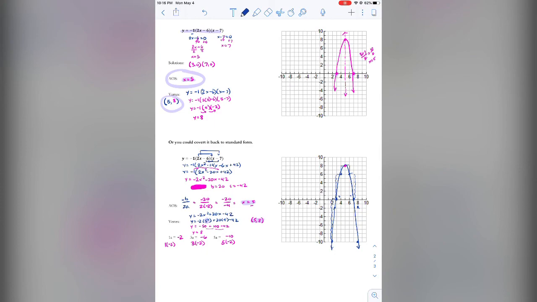So, no homework tonight, but tomorrow you'll be practicing graphing in factored form, or if you really want, you can convert it to standard form and then graph in standard form.